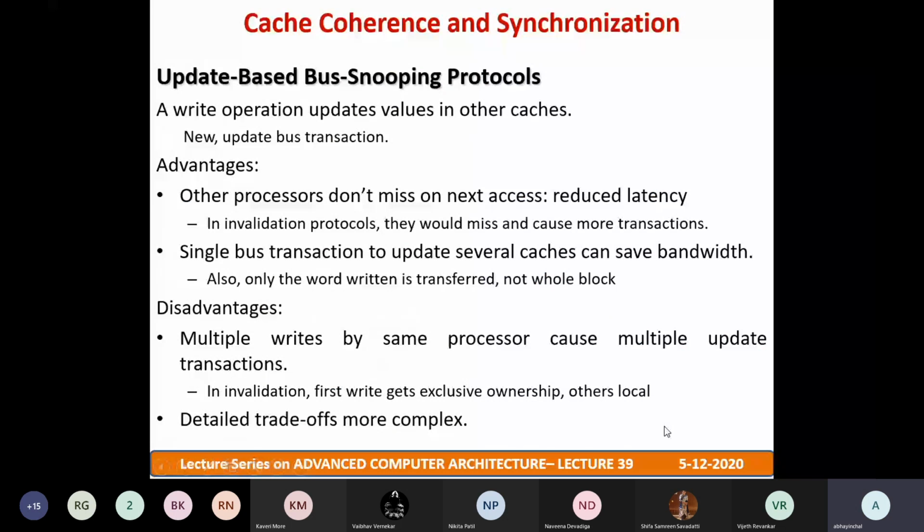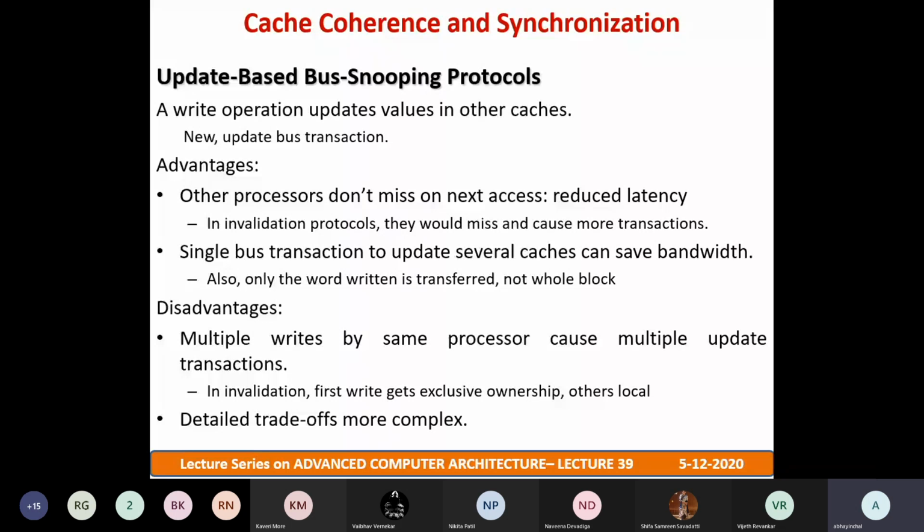Update based bus snooping protocols: a write operation updates values in other caches, with a new update bus transaction. The advantage is other processors don't miss on the next access, and hence there is reduced latency. In invalidation protocols, they would miss and cause more transactions. We have seen how invalidation protocols miss and hence increase traffic.